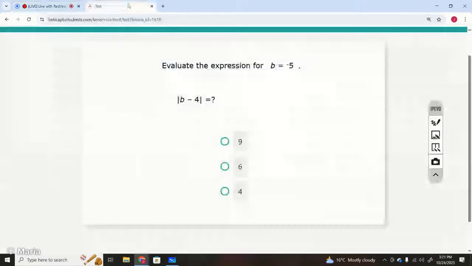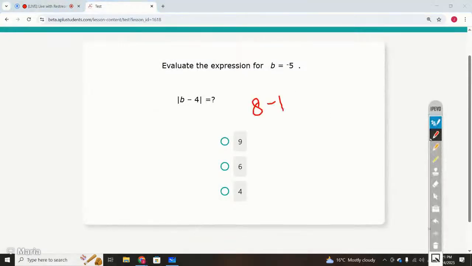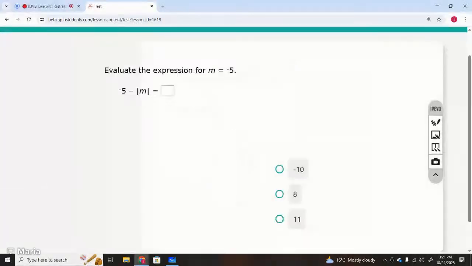The expression for b equals negative 5. So replace the b with negative 5. Negative 5 plus 4 is negative 9. Absolute value of negative 9 is 9. Option number 1 is the option. 9 it is.